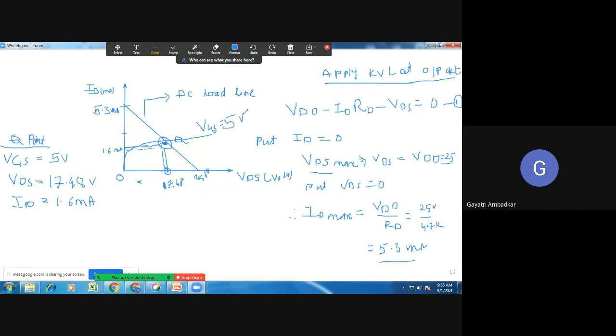So whenever somebody asks you to draw the DC load line, simply apply KVL in the output loop. Find the expression for ID by keeping VDS 0, and find VDS by keeping ID 0. You get two points, the maximum values of ID and VDS. Show these points on the graph and join the line; this is the DC load line. Whatever operating point you have already found, the existing values of ID and VDS, you show on that graph, and that will be your operating point. So this is how you have to draw the DC load line and operating point.